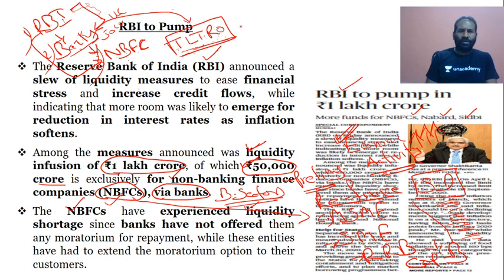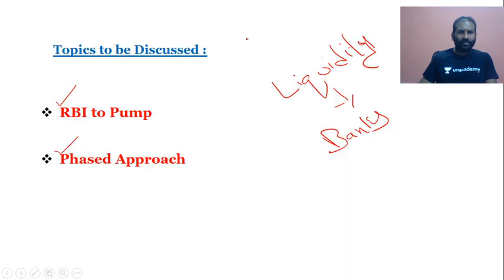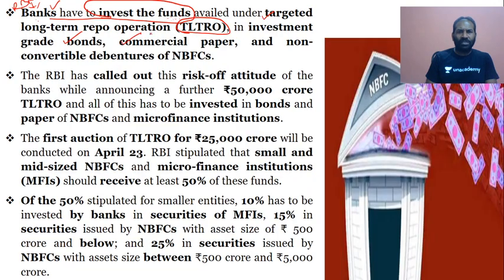How? In different forms. They will purchase the bonds, the corporate bonds, commercial papers, and non-convertible debentures of NBFCs. So these are the different ways the banks will invest the funds. They are investing the funds in the TLTRO, by purchasing the bonds, a few commercial papers, and then non-convertible debentures.